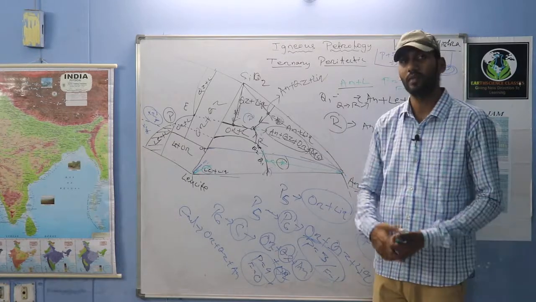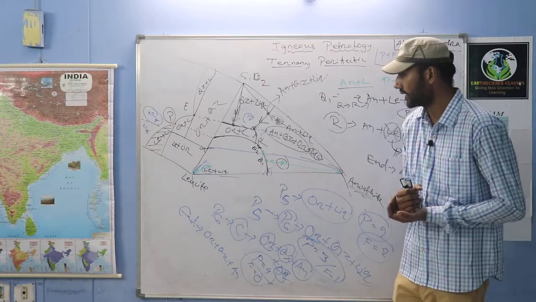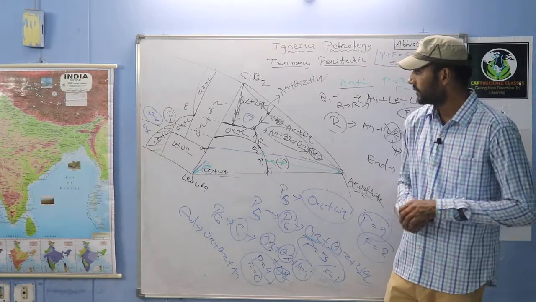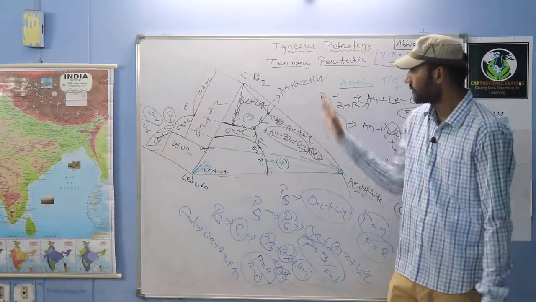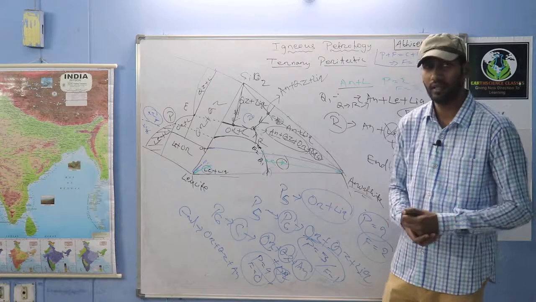So the path should be correctly written in the exam. Okay, the option should be chosen correctly. That's why I have taken so many examples. So this is the end of this ternary peritectic.